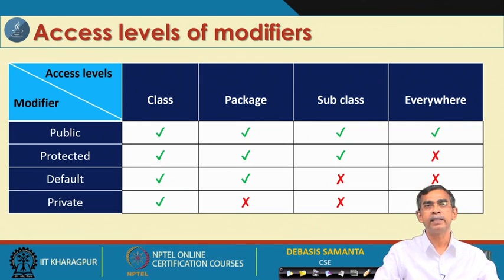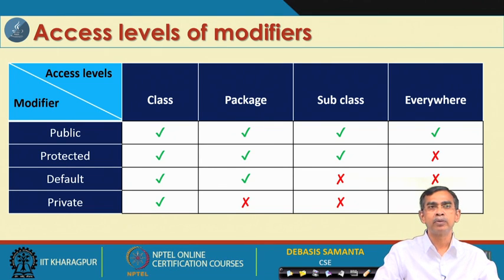On the other hand, if it is protected, then within the same class any method can access this protected member. Within the same package the protected member is accessible, and within a subclass it is accessible. However, protected is not accessible other than these 3 cases; from anywhere else it cannot be. So, if 2 class files are in the same package, then a protected member can be accessed in any class that belongs to that same package.